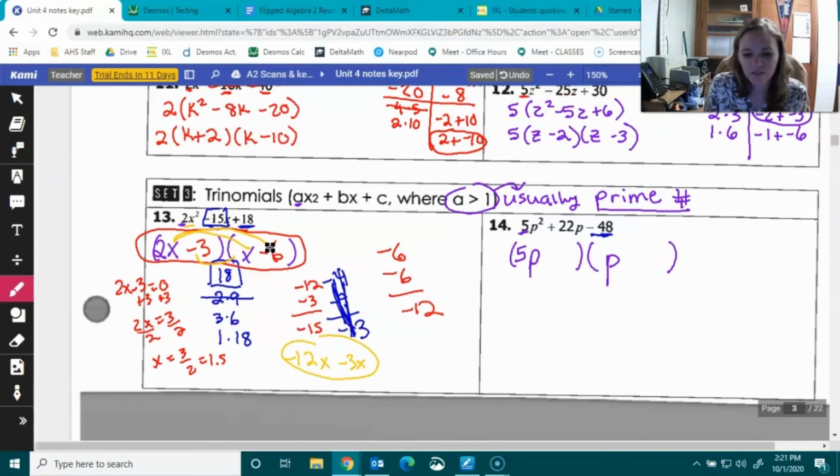And then your very last terms, negative 3 times negative 6, give you positive 18, which does result in this term. So you just FOIL it all back out to make sure you get the original. That's how you check your answer.